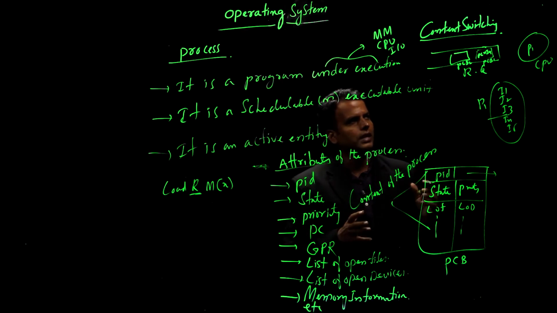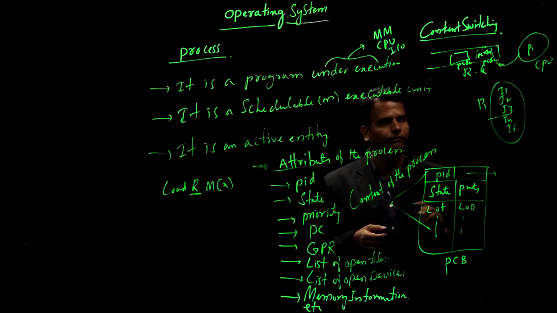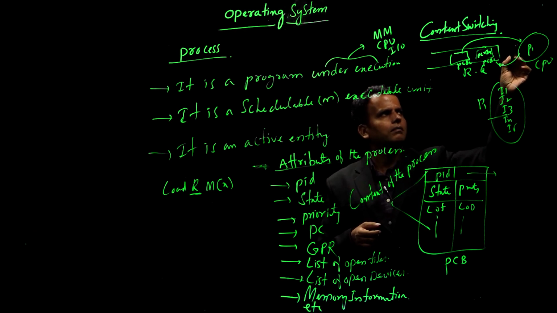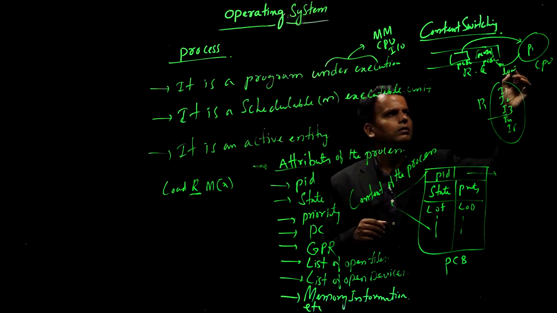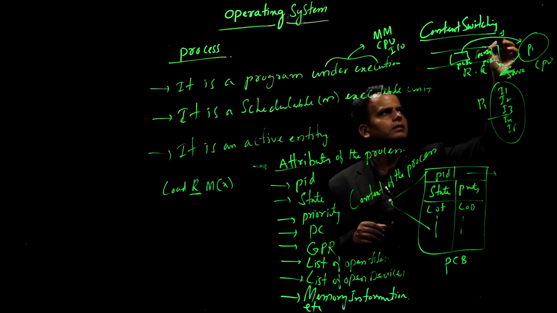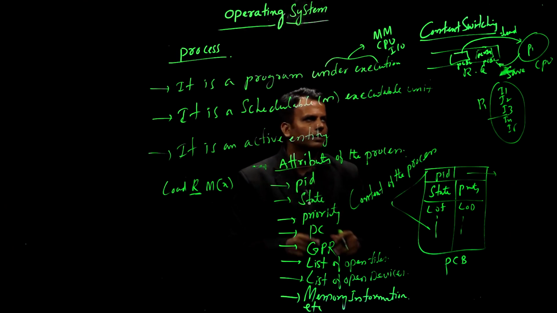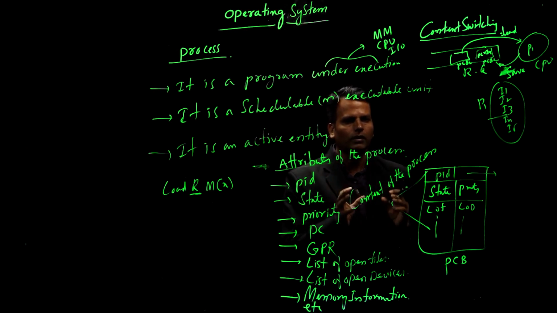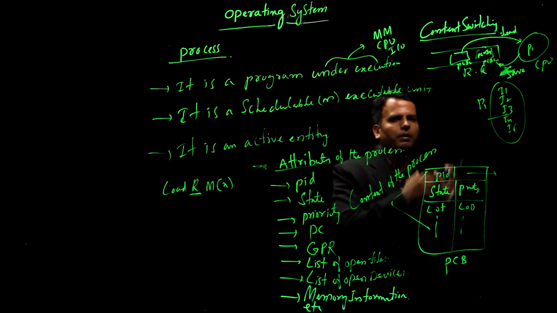So the first action I need to do is save the context of the running process, and load the saved context of the other process. This is called context switching. The first action is save, and the second action is load. Saving the context of the running process and loading the saved context of the other process is called context switching. Are you getting it? Yes. So in this way we are performing context switching.